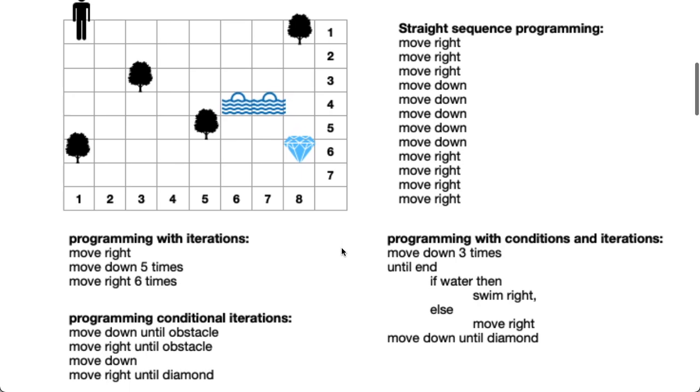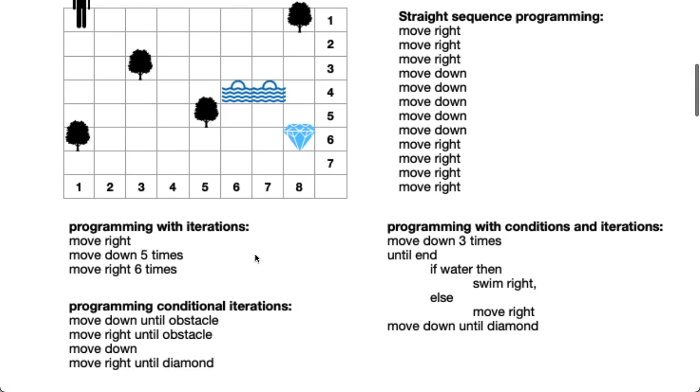So we basically have different possibilities to do that. We could do it by using straight sequence programming: move right, move right, move right, move down, move down, move down, move down, move down, move right, move right, move right, move right. But it's rather tedious to do that way. We could do it with iterations. Once to the right, like this part here, one to the right, and then move 5 times down and move 6 times to the right, and we're here.